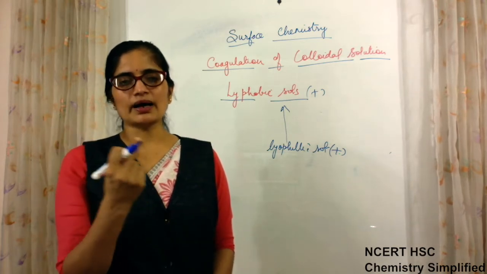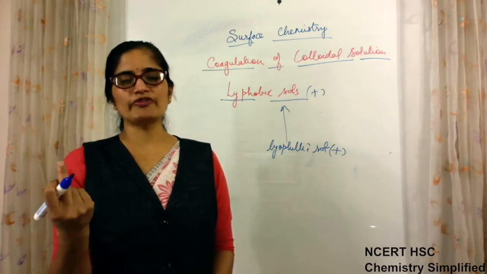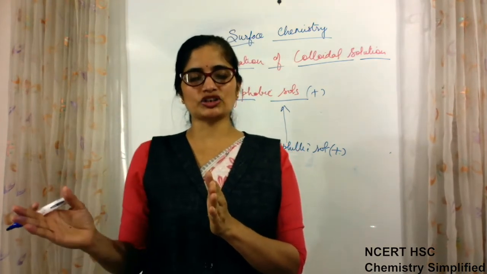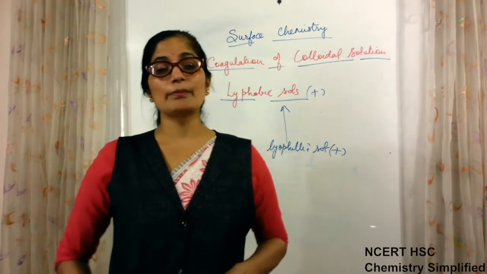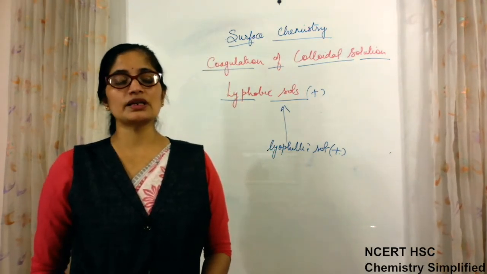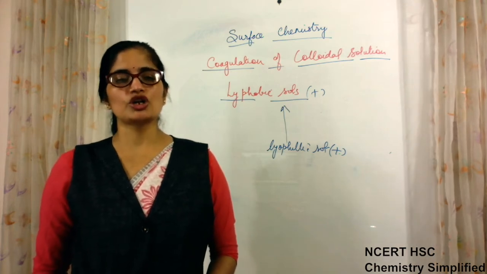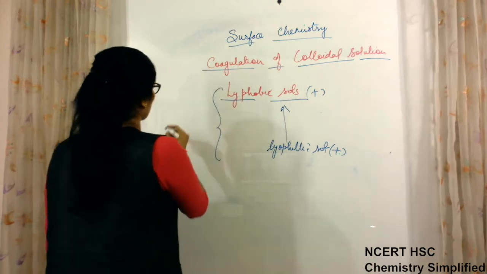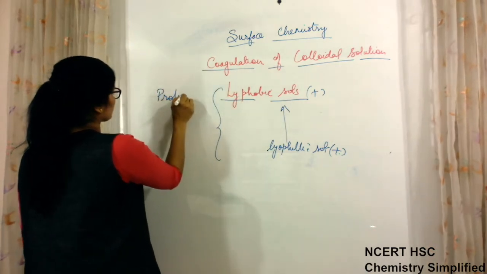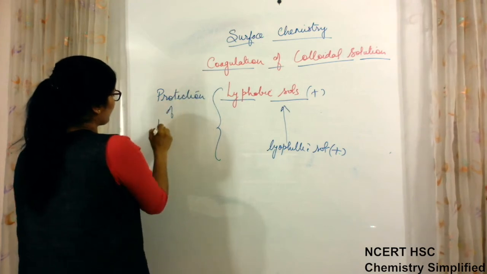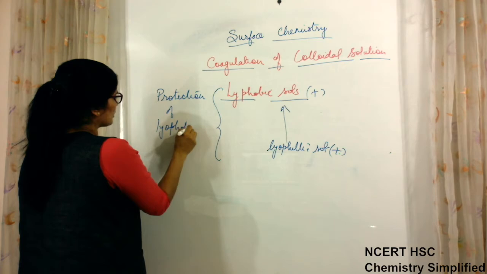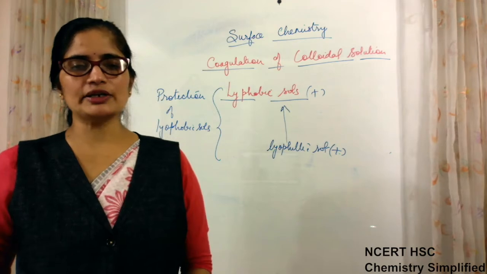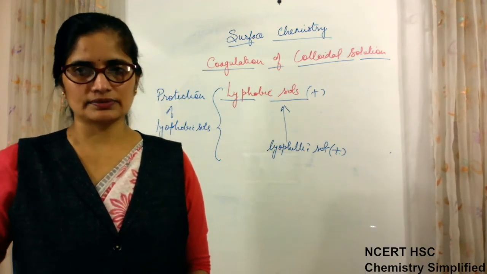It will cover it by a sheath. A thin sheath or layer will be formed around it, and that layer of lyophilic sol will have attraction, or you can say solvation, with the dispersion medium, and this will provide stability to the lyophobic sols. This method which we have followed is known as protection of lyophobic sols, done by adding a small quantity of lyophilic sols to provide them stability.